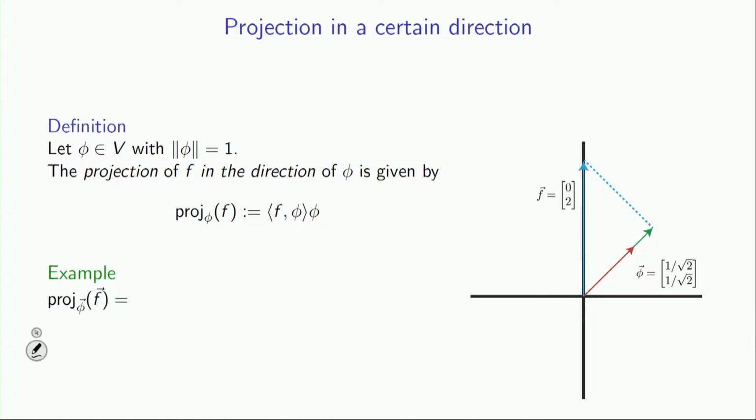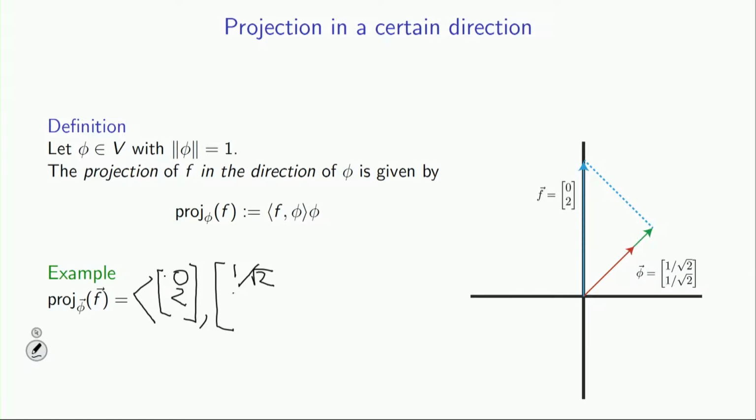Here I have a picture of a vector (0, 2) along the y-axis, and then I have a normal vector here, 1 over root 2 in the x-coordinate, 1 over root 2 in the y-coordinate, and I'm going to calculate the projection of f onto phi. Okay, how would I do that? Well, according to this definition, I look at the inner product, which in Euclidean space is the regular dot product. I'm just going to write it out. Inner product here of the vector (0, 2) with the vector (1 over root 2, 1 over root 2).